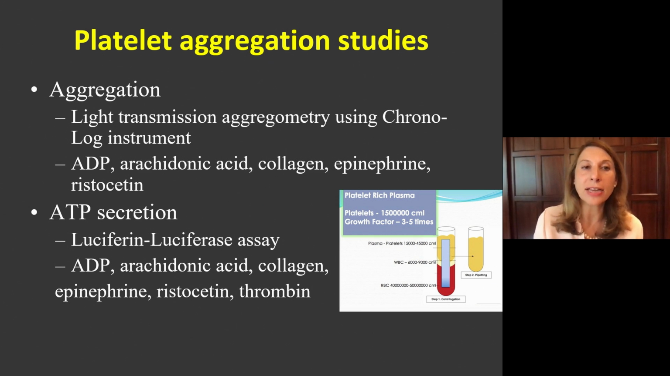Exactly how are platelet aggregation studies done? Usually it's done using light transmission aggregometry using something called a Chrono-Log type instrument. There are different agonists that we use to stimulate the platelets, including ADP, arachidonic acid, collagen, epinephrine, and ristocetin. Some institutions also offer an ATP secretion assay. This is really helpful for storage pool disorders. This is a luciferase-based assay. And again, ADP, arachidonic acid, collagen, epinephrine, ristocetin, but now with the addition of thrombin, the most potent stimulant of platelets, are used for the secretion assay.